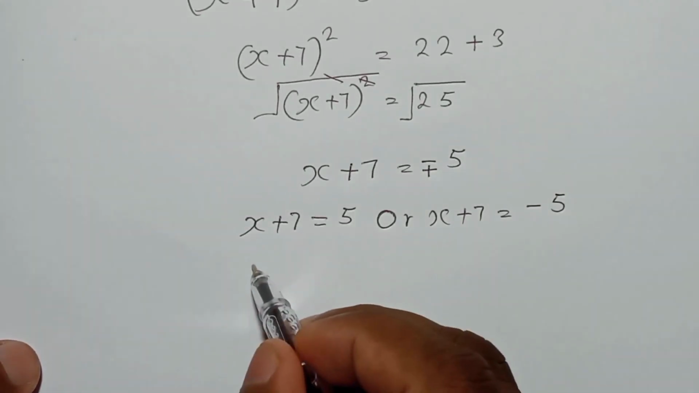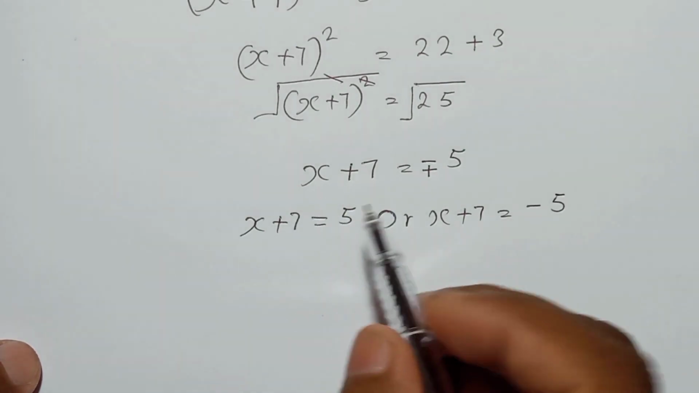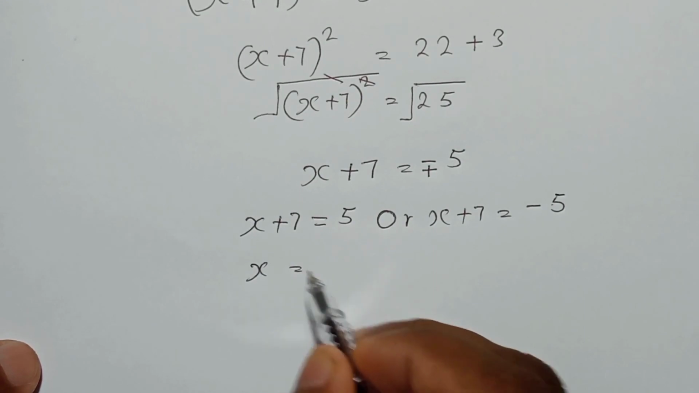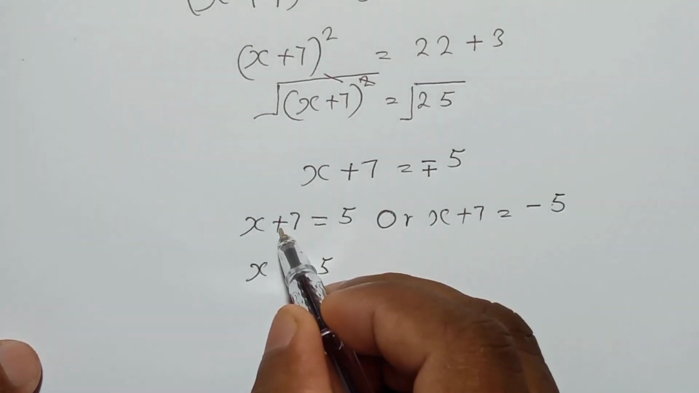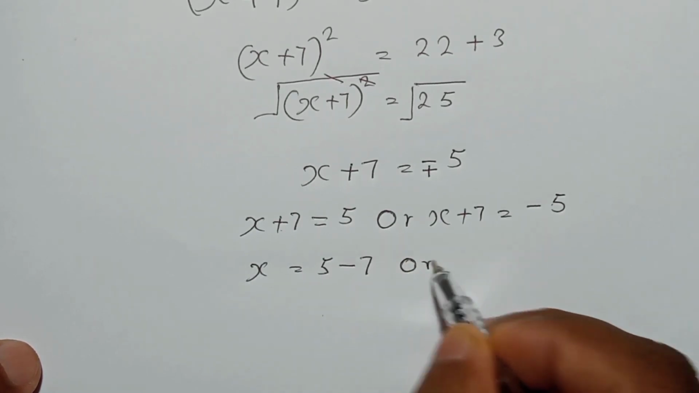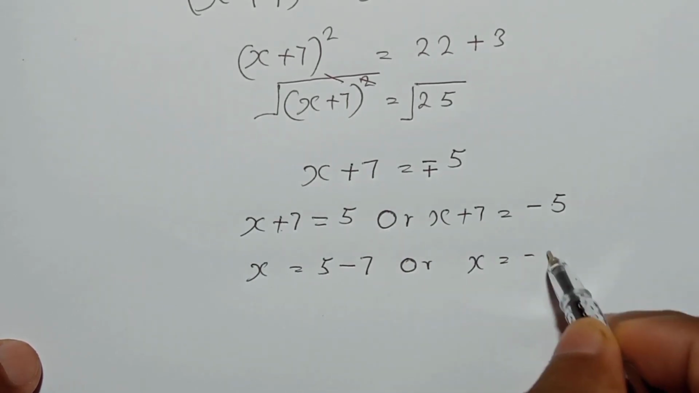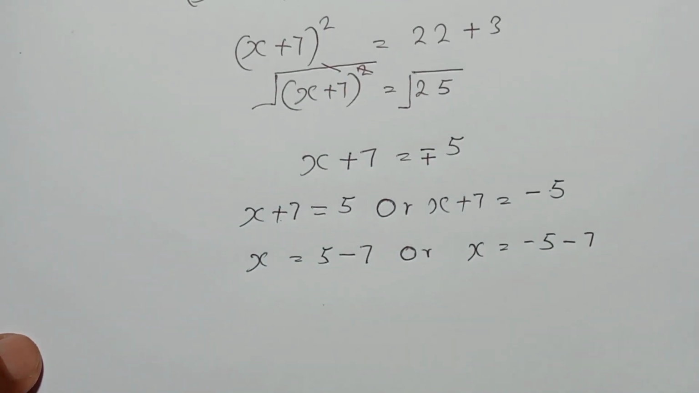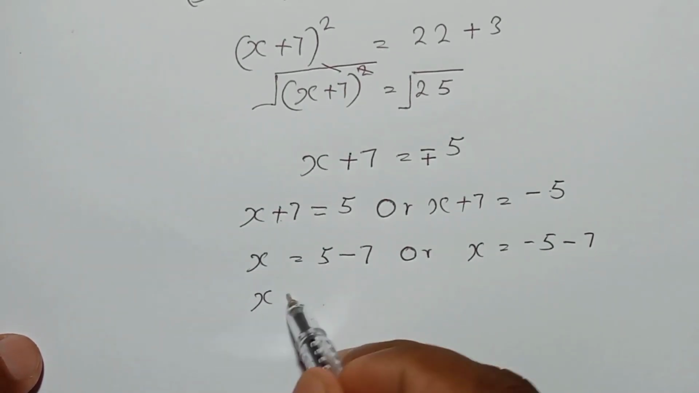Okay, now what we need to do: bring this plus 7 to this side. So here will be x = 5 here. When I bring this plus 7 to here, it will be minus 7. Or here again, same idea, I need to bring this plus 7 to here, it will be negative 5 minus 7. Okay, now we can get the final answer.